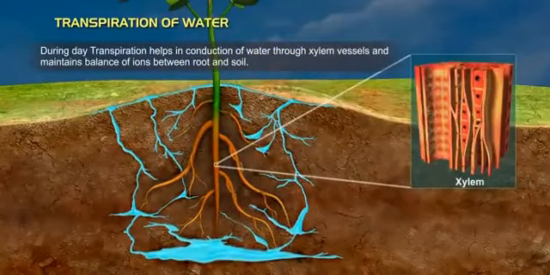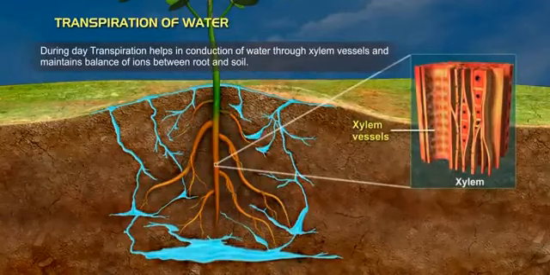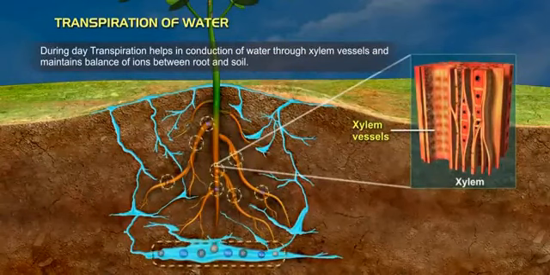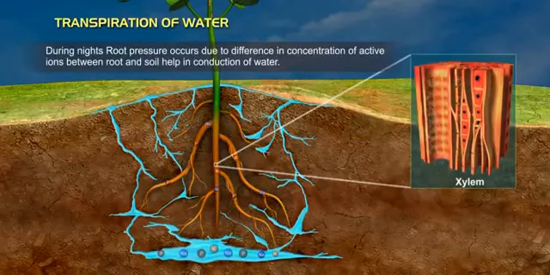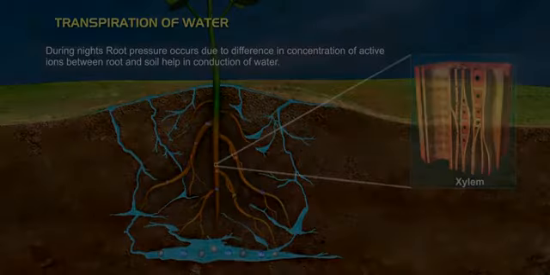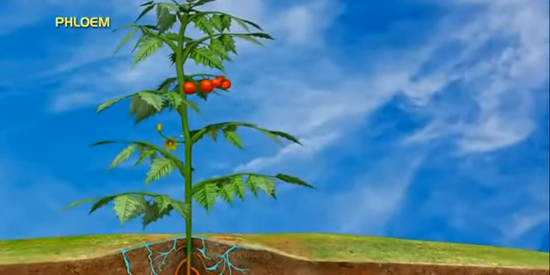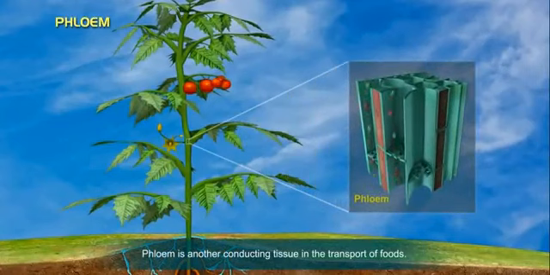During the day, transpiration helps in conduction of water through xylem vessels and maintains balance of ions between root and soil. During nights, root pressure occurs due to difference in concentration of active ions between root and soil, help in conduction of water. Phloem. Phloem is another conducting tissue in the transport of foods.